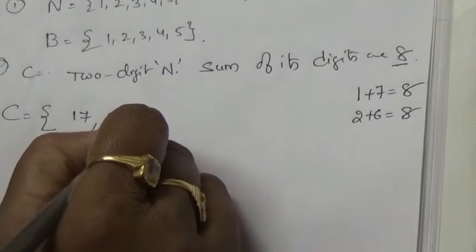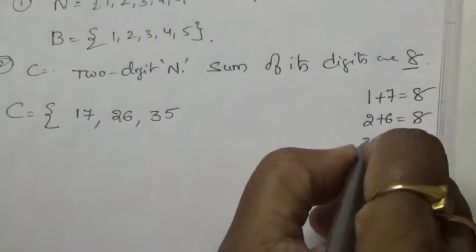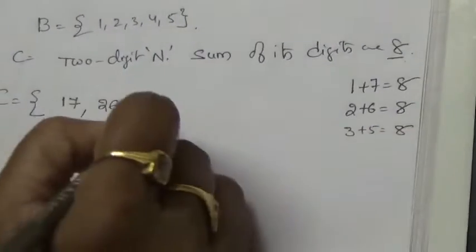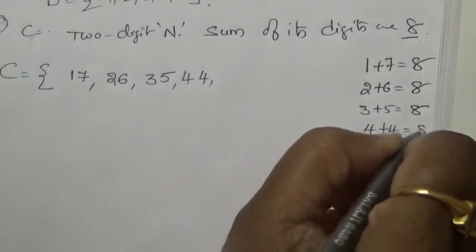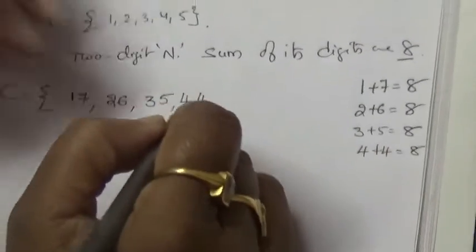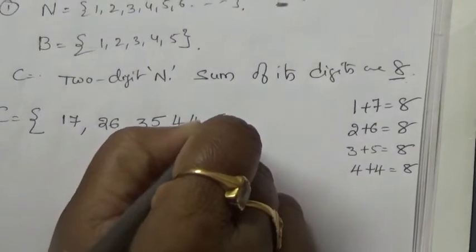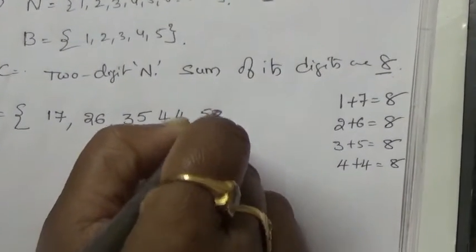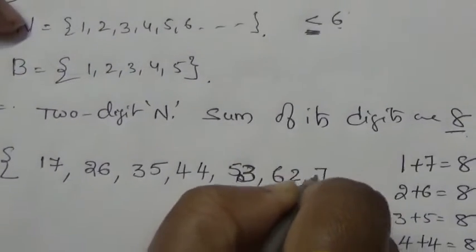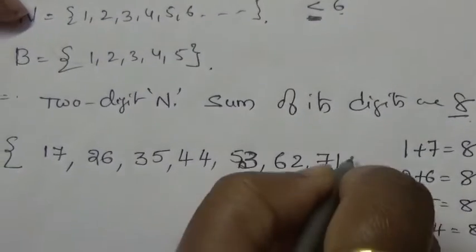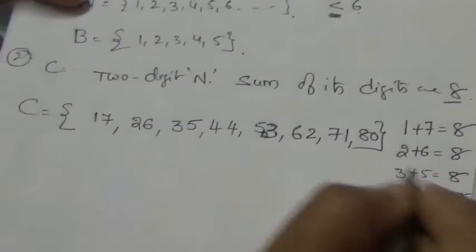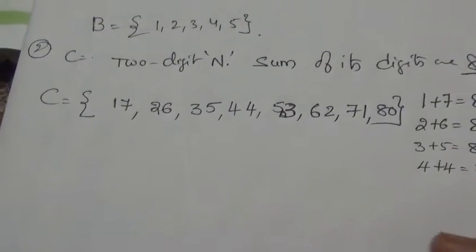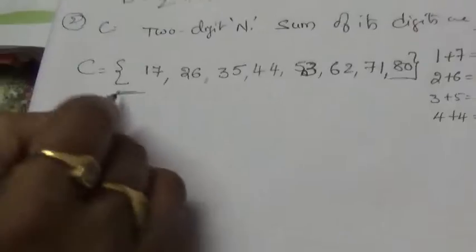Okay. Next, 35, because 3 plus 5 is equal to 8. 44, because 4 plus 4 is equal to 8. Just like that, you just reverse these numbers. 53, comma, 62, 71, comma, and 80 is also there, right? 8 plus 0 is 8. That's it. It is a set. The final answer is this one.